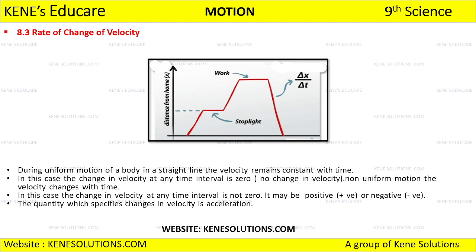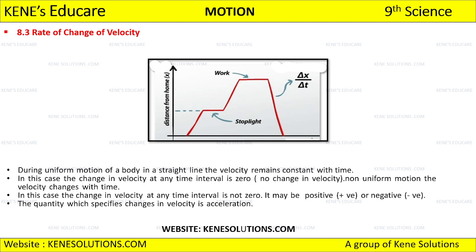So for uniform motion of a body traveling in a straight line, the acceleration will be zero. But for non-uniform motion, the velocity is going to change with time, and that is why it is not going to be zero. It may be positive or negative, but it will not be zero. Okay, so the quantity which specifies the change in velocity is acceleration.